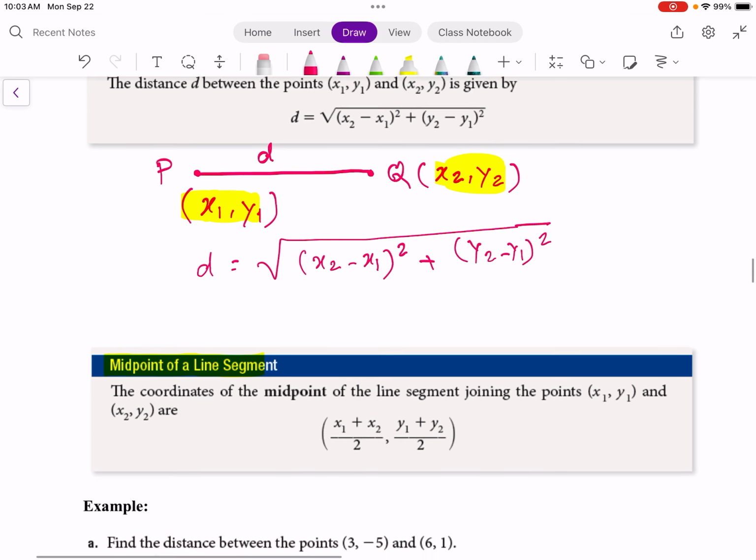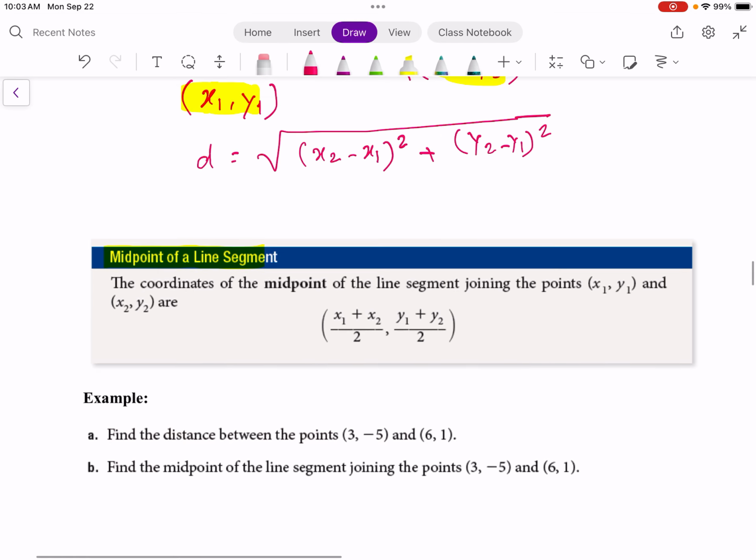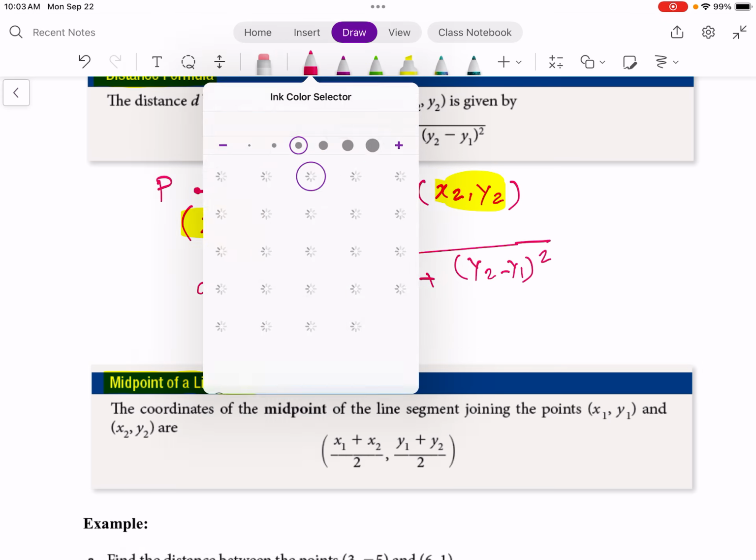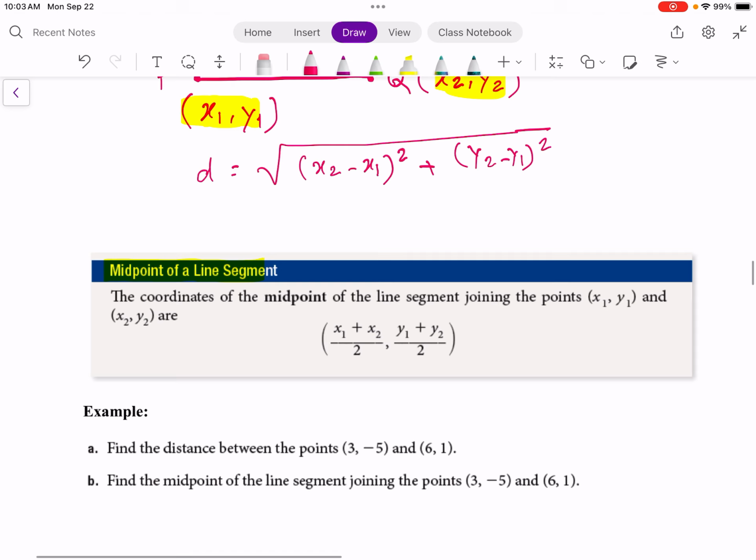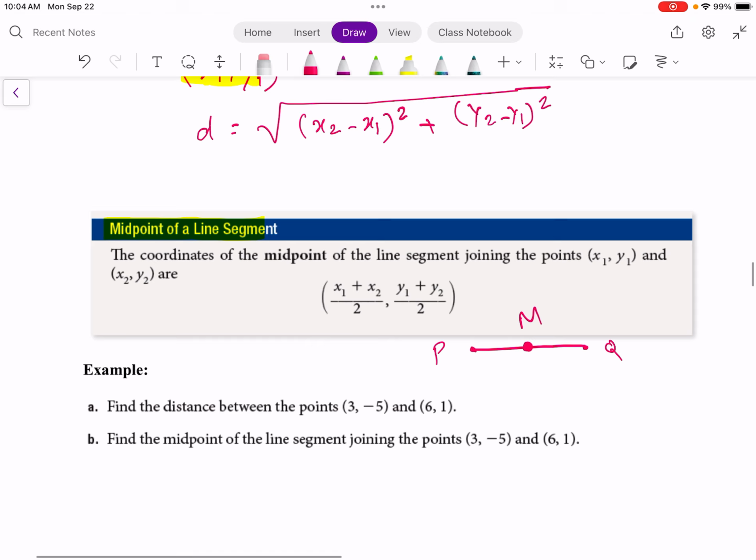We will do an example, and before that let's go to the midpoint. Let me draw that line one more time. So we have a line PQ, our straight line, and we have a middle point, the midpoint between these 2 points, let me call that M. This midpoint divides the line segment into 2 equal parts, right?